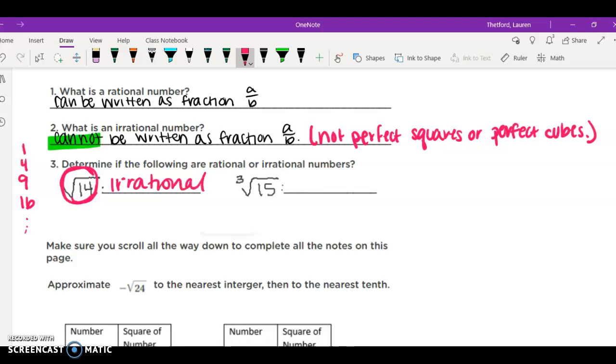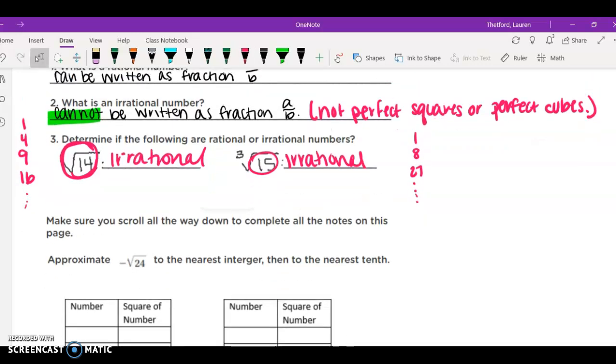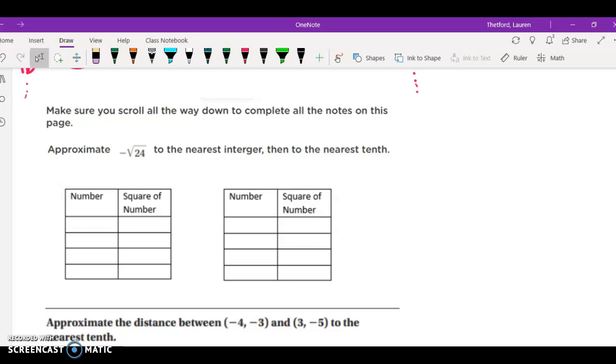The cubed root of 15, we have 1, 8, 27, and then we keep going with our perfect cubes. And so we see that 15 is not one, so this is also irrational, which we learned how to do during our last class.